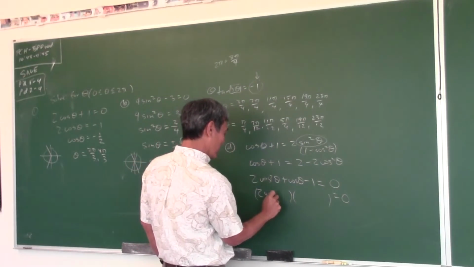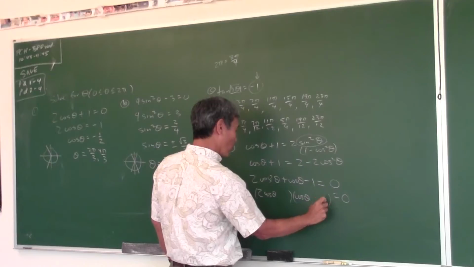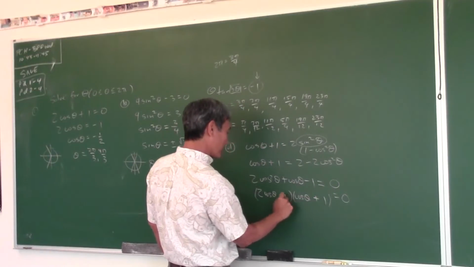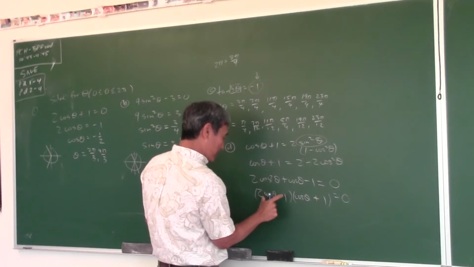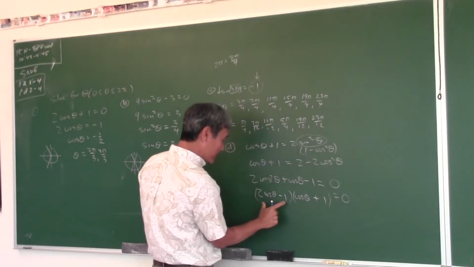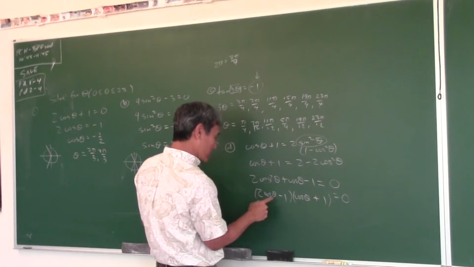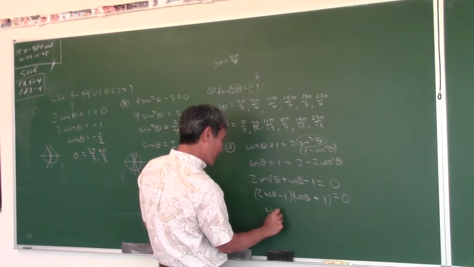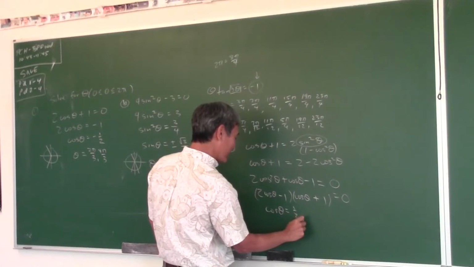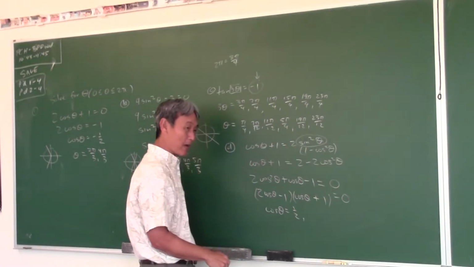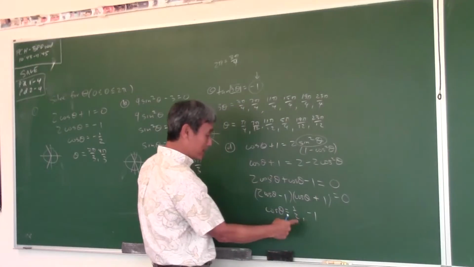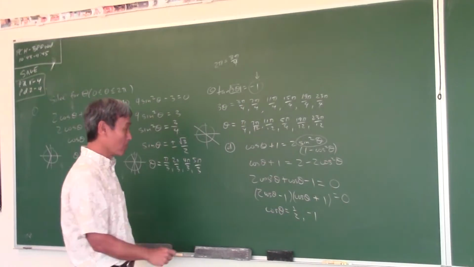2 cosine theta, 1 and 1, that's a plus, that's a minus. So if something times something equals 0, that means either this one is 0 or that one is 0. So what would make this one 0? Cosine theta would have to be 1/2. And in this one, cosine theta would have to be -1. And see, these are numbers we're supposed to know.